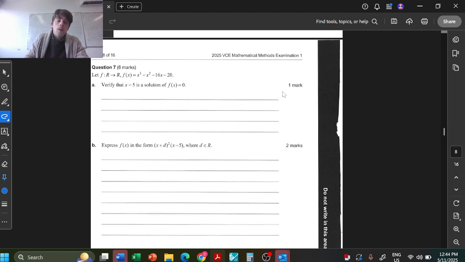Moving on, we want to verify that x is equal to 0 is a solution of this particular function. The way that we verify a solution is we basically plug it into the function and we hope that we get 0 at the end. And here we're told to verify it, so it makes our life a little bit easier, I think.